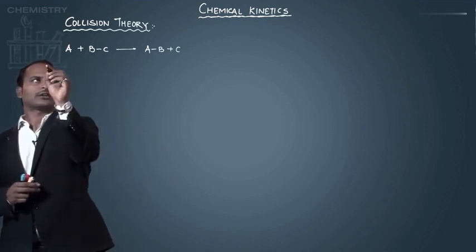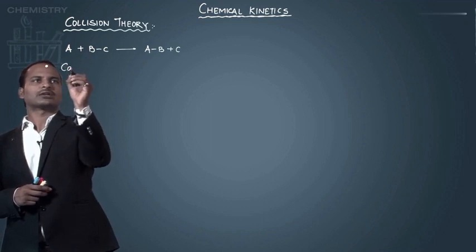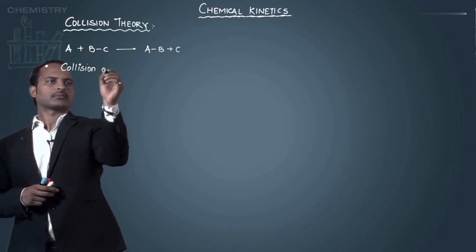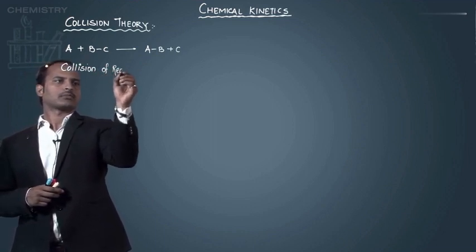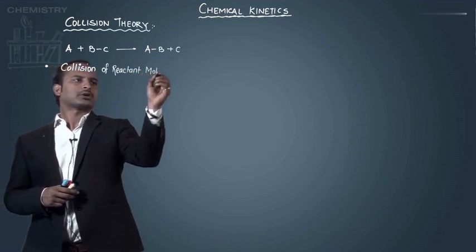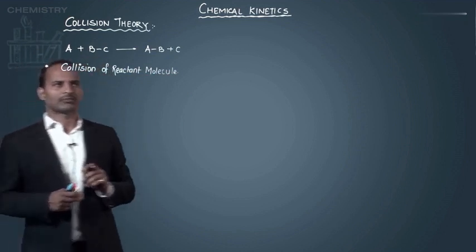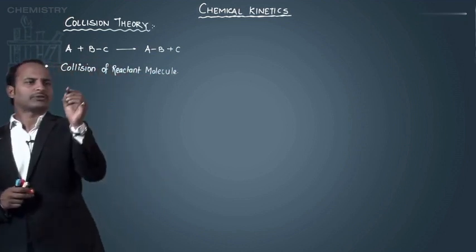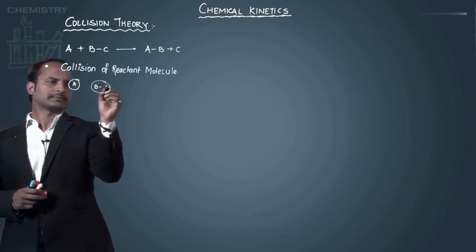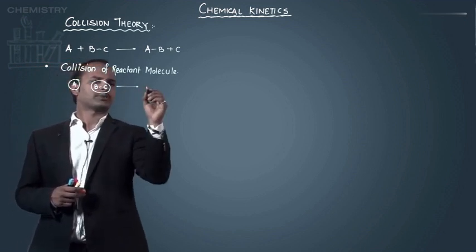So the first criterion for a reaction to take place is the collision of reactant molecules. That is, reactant molecules should collide. What we observe is, suppose this A molecule and this BC molecule are colliding. After the collision, these two form a product.